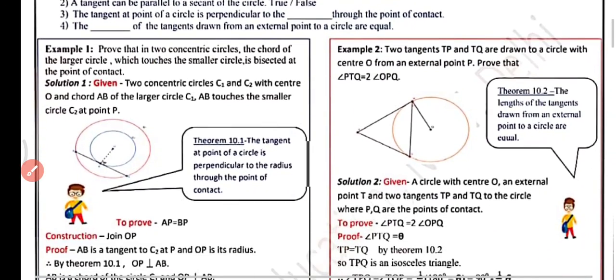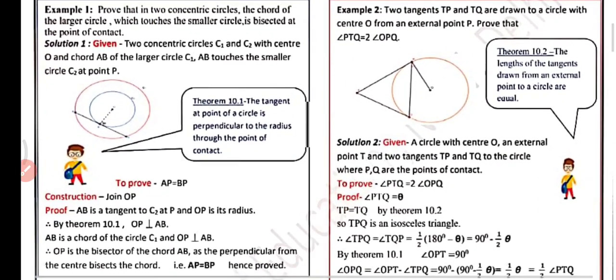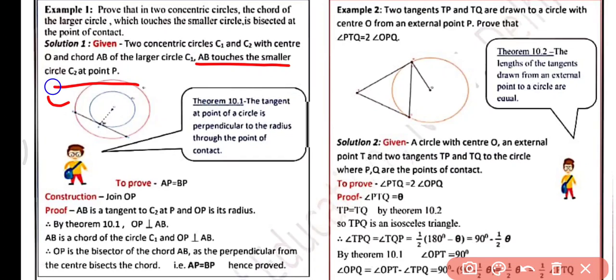Number one, you can see on the screen, prove that in two concentric circles, the chord of the larger circle which touches the smaller circle is bisected at the point of contact. We have to prove this. So you can see in the solution, we have two concentric circles C1 and C2 with center O and chord AB of the larger circle. The chord of the larger circle is AB, that touches the smaller circle. So AB is a tangent to the smaller circle. So now AB touches the smaller circle C2 at point P.